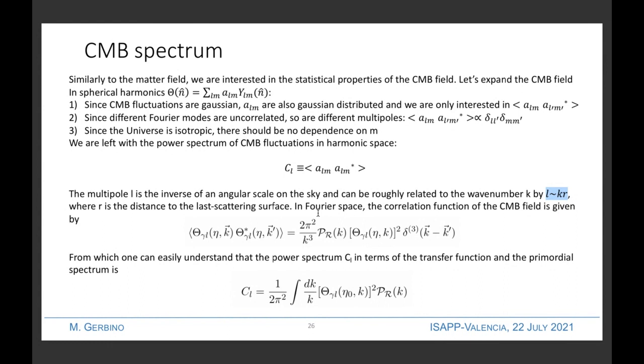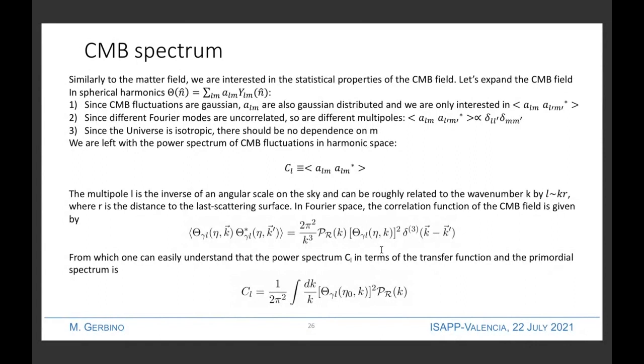If we go back now for a second to the Fourier space, the correlation function of the anisotropy field of the CMB can be recast in this way here. That is very similar, if you remember, to the expression of the matter power spectrum, because here we have the dependency on P_R, which is the power spectrum of primordial perturbations, times this quantity Theta squared, which is equivalent to the transfer function that we have seen in the case of the matter power spectrum.